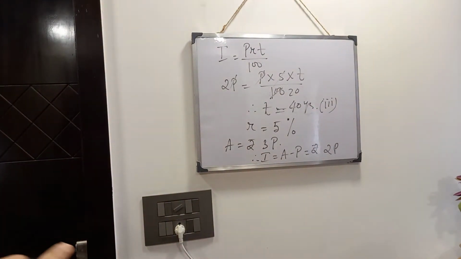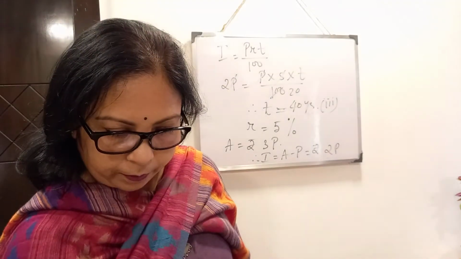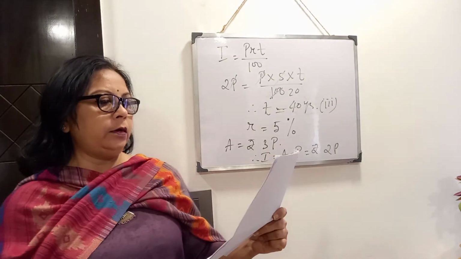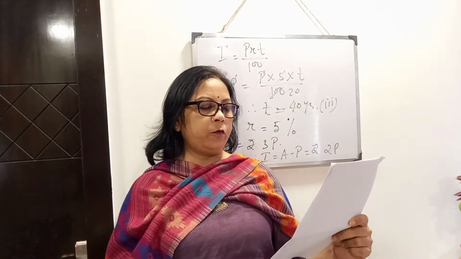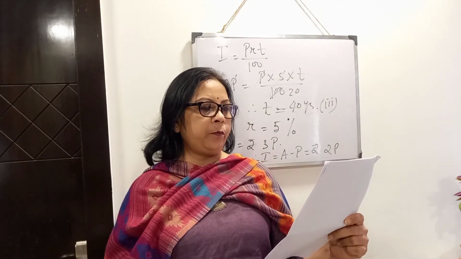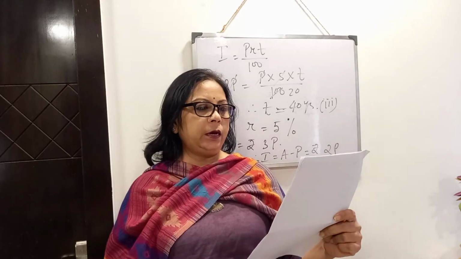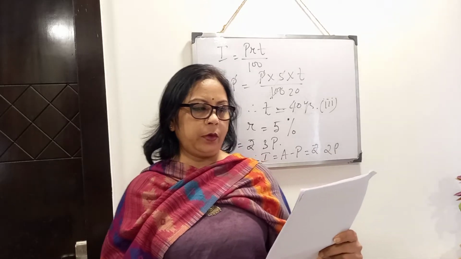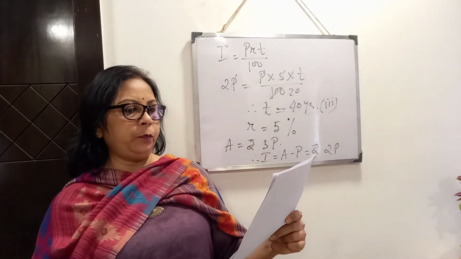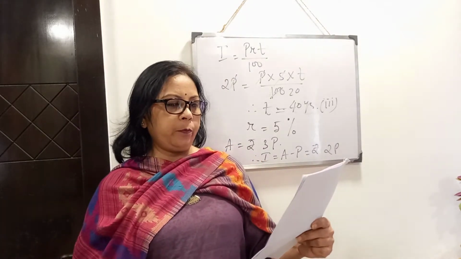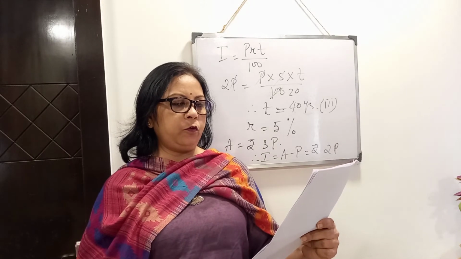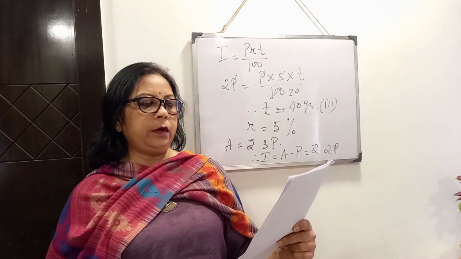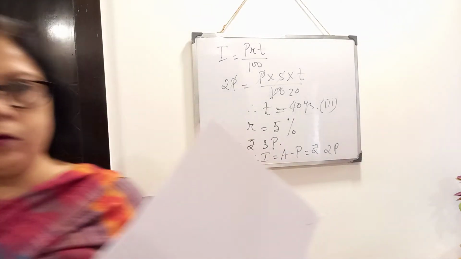Then second one. In how many years will the ratio of simple interest and principal sum of money be 3:2 at 10% interest per annum? Here what is given in sum number 2? Ratio of SI and principal given 3:2 and rate of interest given. Here you have to calculate T, time period. Okay.